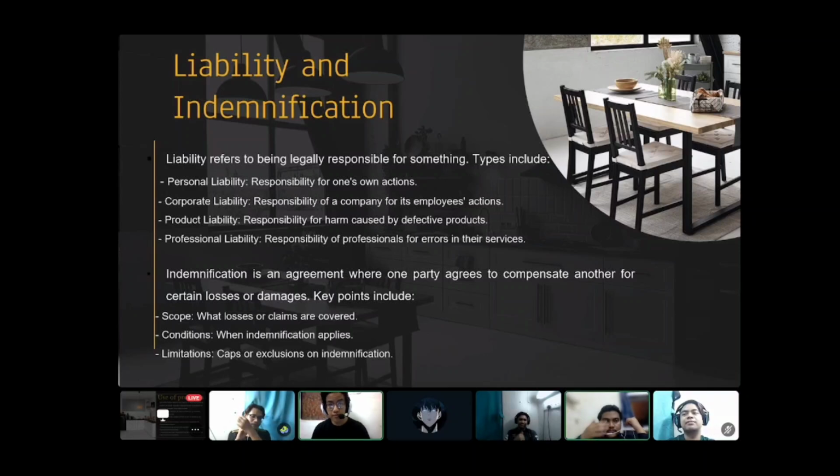So for the next part, liability and indemnification. Liability refers to being legally responsible for something, which includes personal liability, corporate liability, product liability, and professional liability. While indemnification is an agreement where one party agrees to compensate another for certain losses or damage. It includes scope, conditions, and limitations, which is what can be lost and what can be recovered, when the indemnification applies, or the caps and exclusions on indemnification.